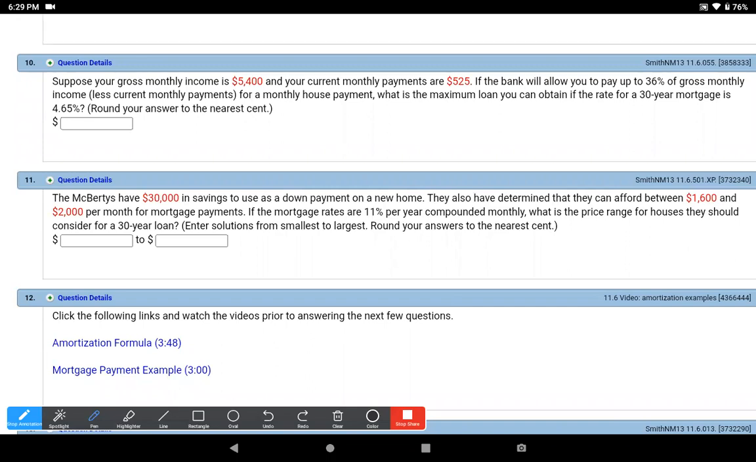Okay, so we have to consider 2 problems because we have a low range to a high range, right? And after we find P, we're going to have to add the down payment to it.